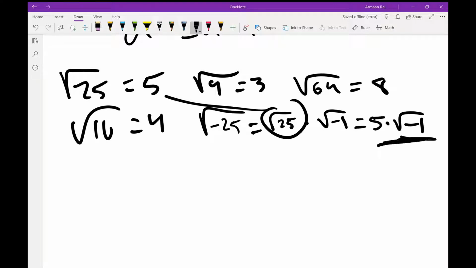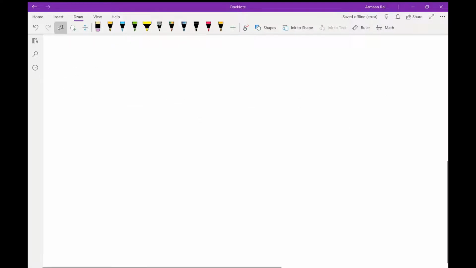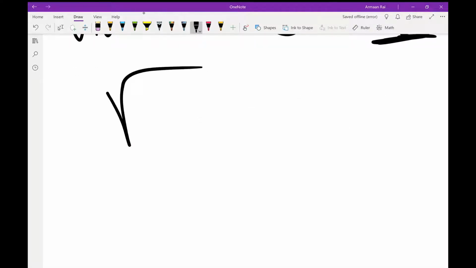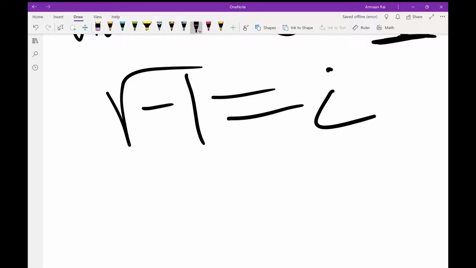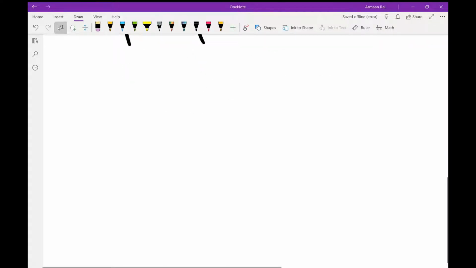But what is the square root of negative 1? That's the main topic of the day. The square root of negative 1 is equal to i. i is not a real number. The square root of negative 1, you cannot pinpoint it on the number line. So it does not exist, but it is very useful in some more complex problems. Now, i has its own set of properties.